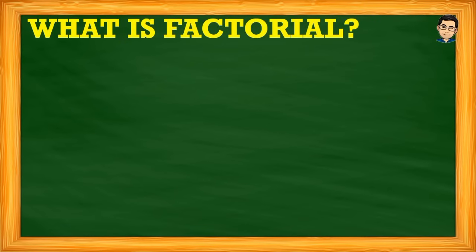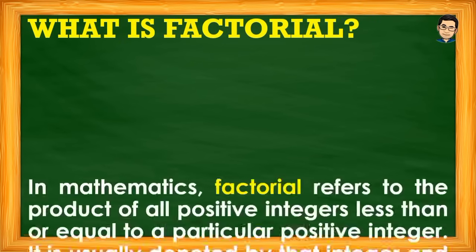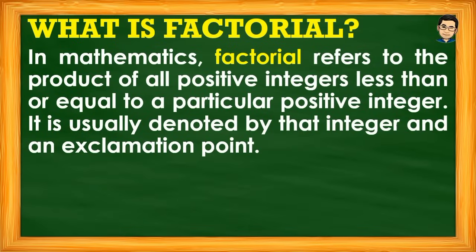So first on the list, what is factorial? In mathematics, factorial refers to the product of all positive integers less than or equal to a particular positive integer. It is usually denoted by that integer and an exclamation point.